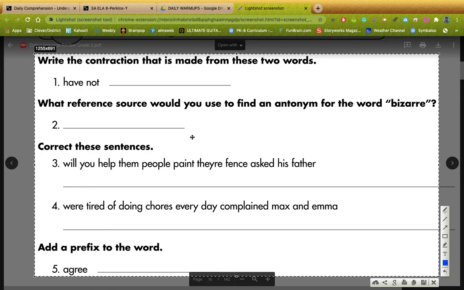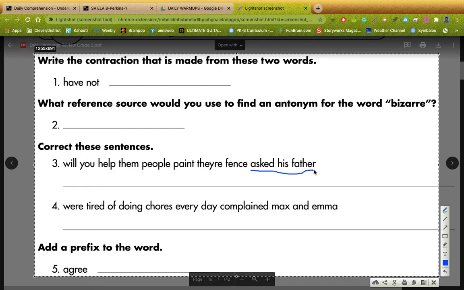Number three, correct these sentences. Now, it says, will you help them people paint their fence? Asked his father. Look right here. I'm going to underline it. Asked his father. That is a speech tag. That is telling us we have dialogue. We have dialogue. We have to use quotation marks. So, keep that in mind. There's the speech tag. Make your decision from there about what punctuation and where it goes from here. Okay? All right.